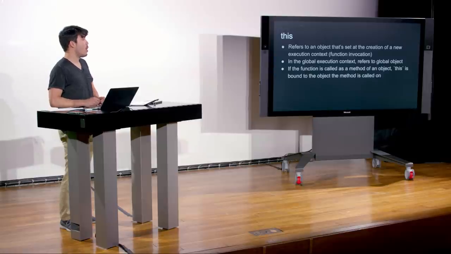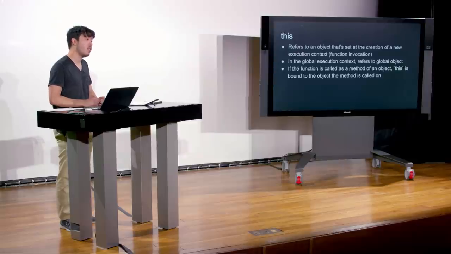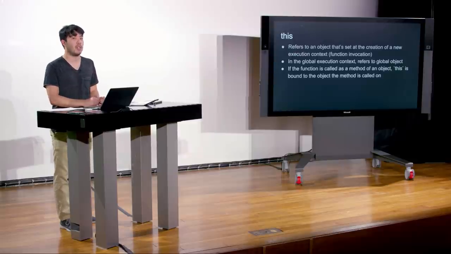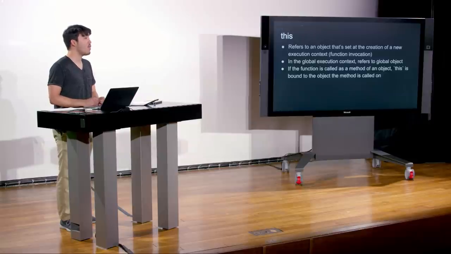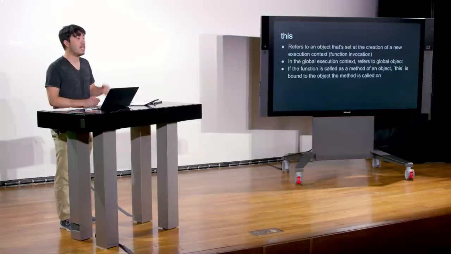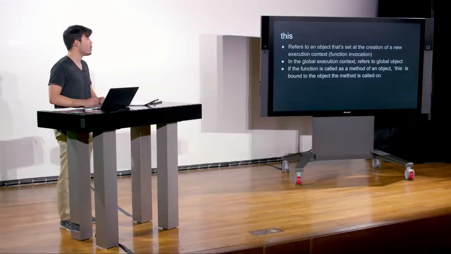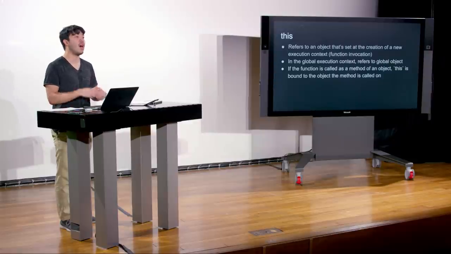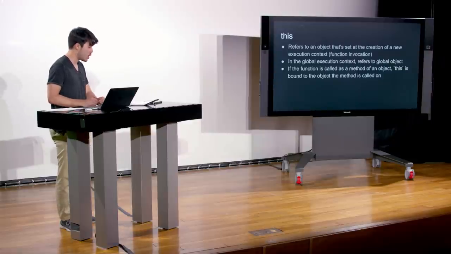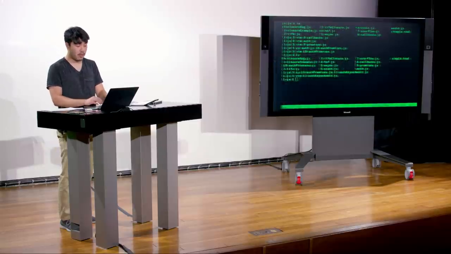And if a function is called as a method of an object, or in other words, a method is basically a term for a key value pair in an object where the value is a function, that key is considered a method. So if a function is called as a method of an object, this is bound to that object that the function is called on. So what the heck does that mean?